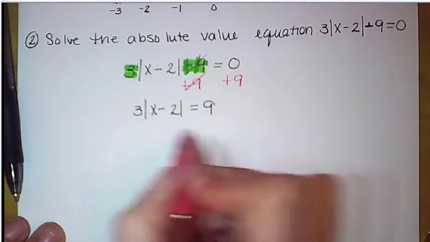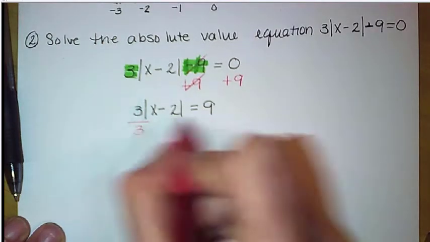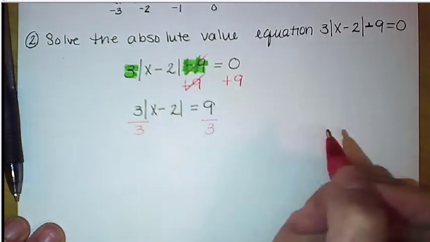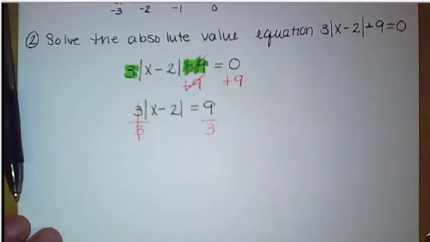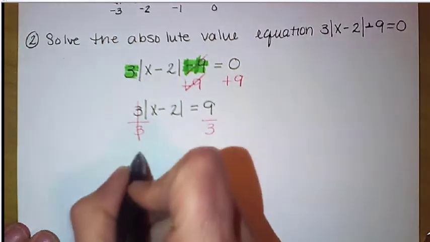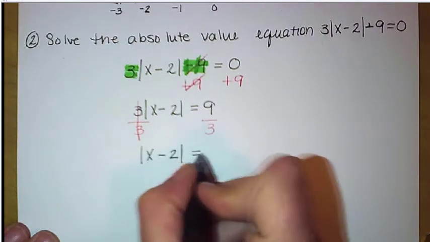Now we're going to get rid of this 3 right here, so we're going to divide by 3 on both sides. And these 3s are going to cancel each other out. Remember, it's times the absolute value of x minus 2, so the opposite of multiplication is always division. So that is going to give us the absolute value of x minus 2 equals 3.